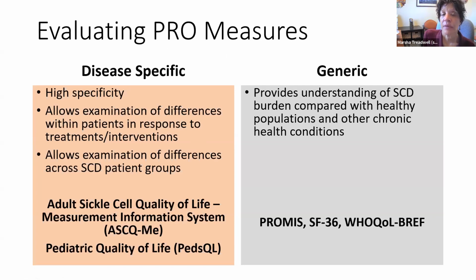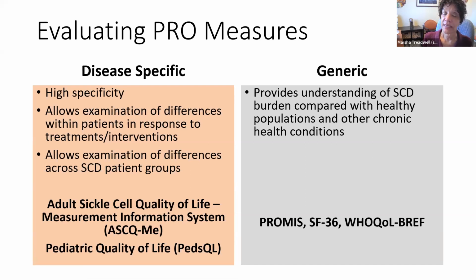In thinking about what measure to use and why, it's important to think about whether you want to use a disease-specific measure, such as ASCQ-Me, or the Adult Sickle Cell Quality of Life Measurement Information System, or the Pediatric Quality of Life Sickle Cell Module, the PedsQL.